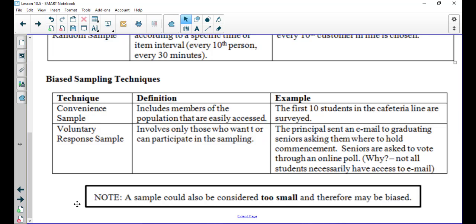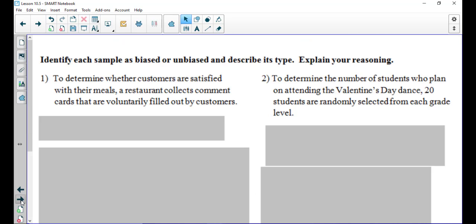Now, I do want to point out, and I know I already mentioned this, a sample could also be considered too small and therefore may be biased. Now, this is tricky. I mean, this can be up for debate. It is a little bit subjective.